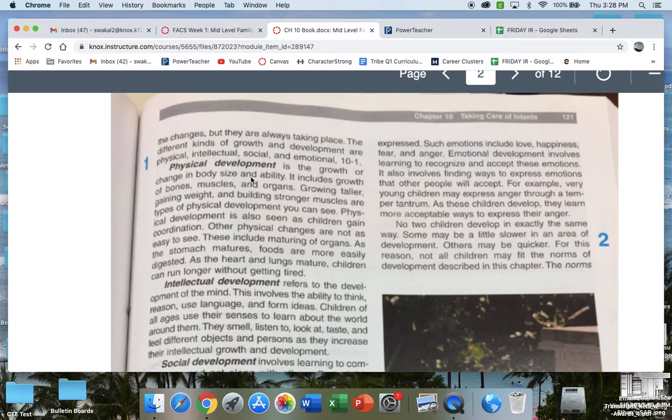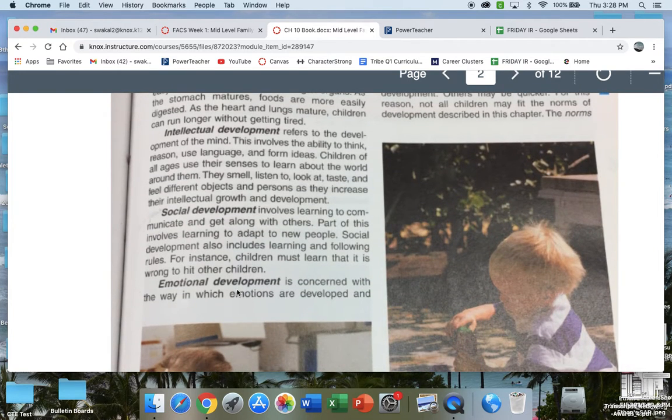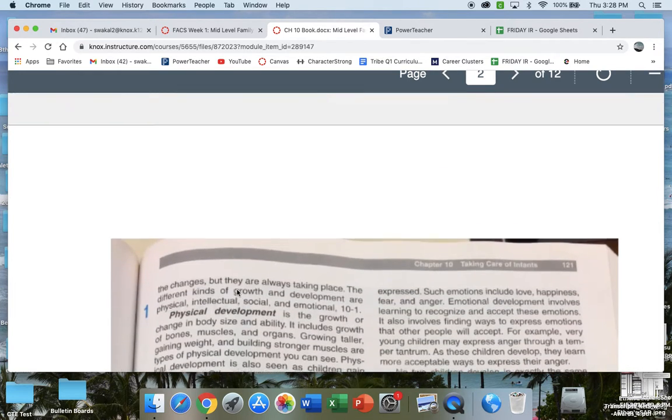Okay, so that's where that's at right there. So the definition for physical development is the growth or change in body size and ability. Okay, and then intellectual development's right here, social's right there, and emotional. And then the rest of the words are within the chapter. So you'll need to look those up.